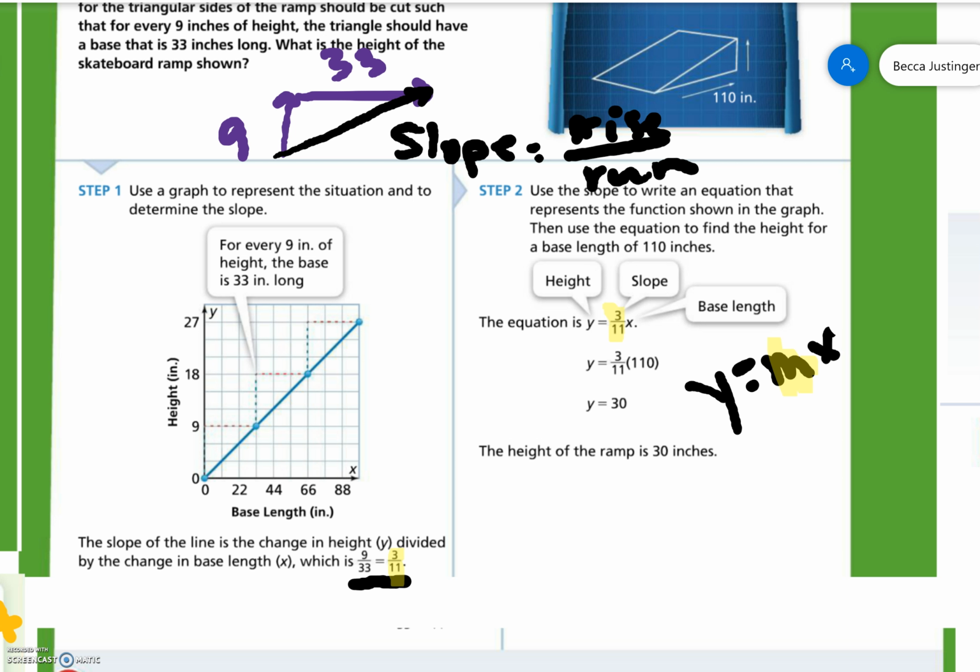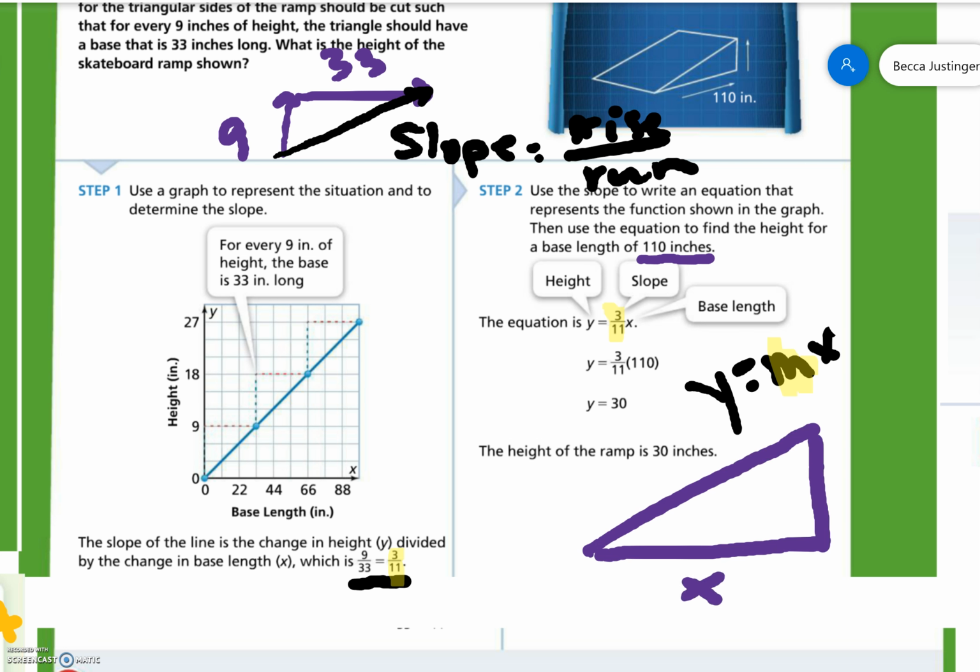Now it wants to know, when is the base length going to be 110? So the base length is how much it goes over, not how much it goes up. So over left and right is my x value, up and down is my y. So instead of x, we're going to substitute in 110. Then multiply, we can put 110 over 1. 3 times 110 gives me 330. Divided by 11 equals 30. So the height of the ramp should be 30 inches.